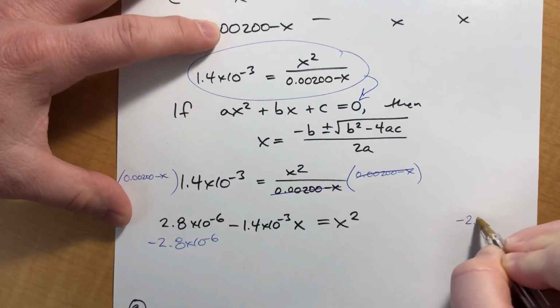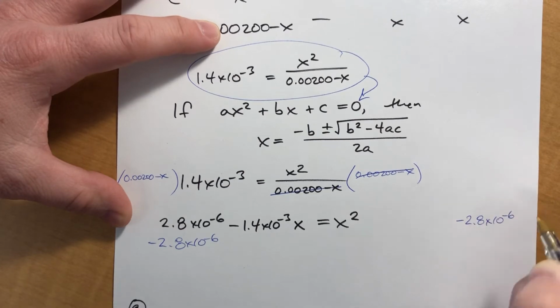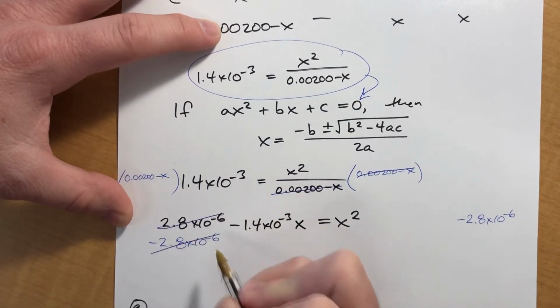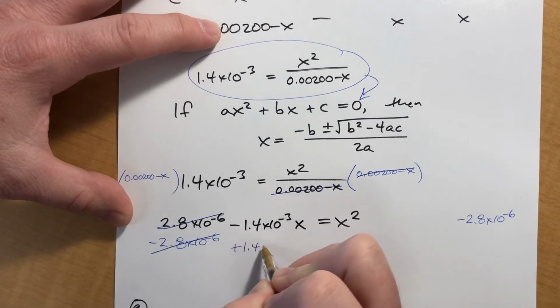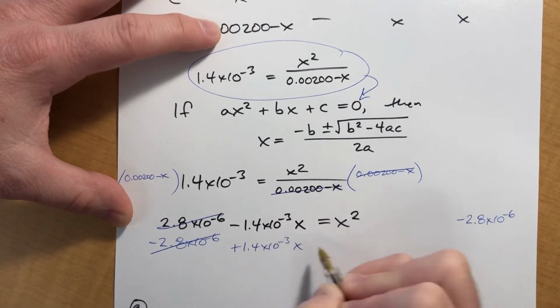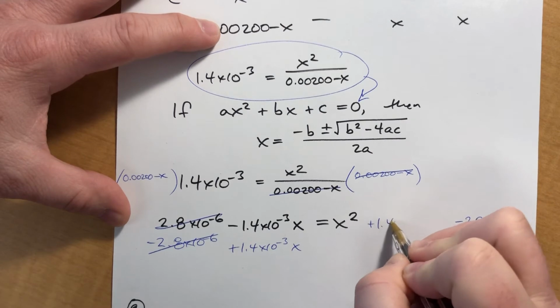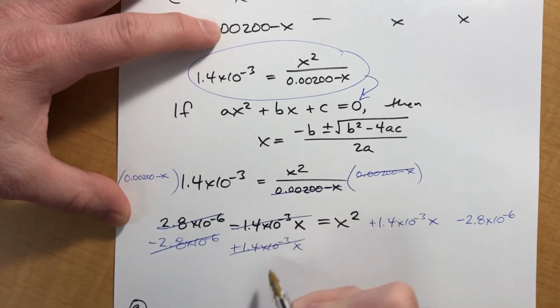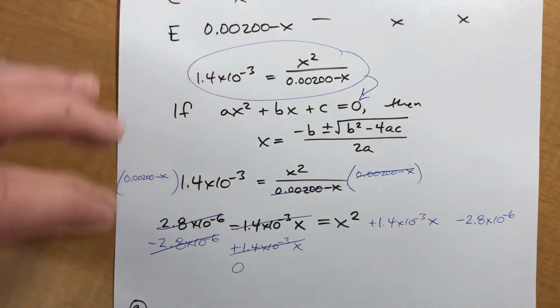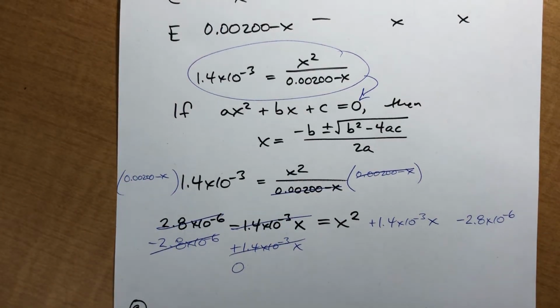Put it all the way over here. Okay, that will cancel that out. And because this is negative, we're going to add 1.4 times 10 to the negative third x to both sides. So that cancels out, and this side is now 0. Okay, this is eating up a lot of space, so I'm going to get a new piece of paper. These problems tend to take a lot of time and space.